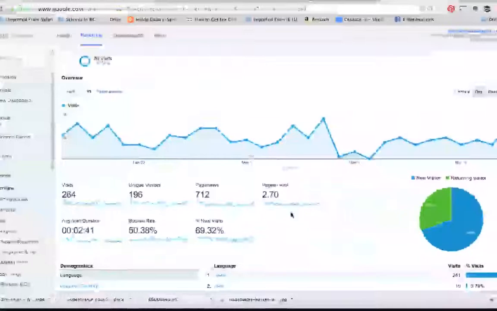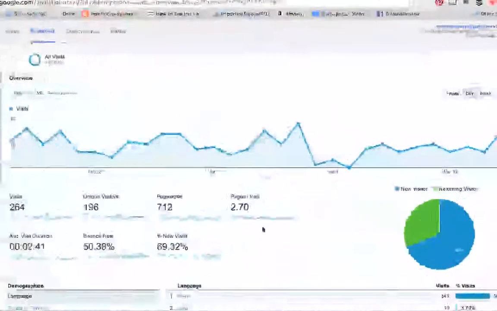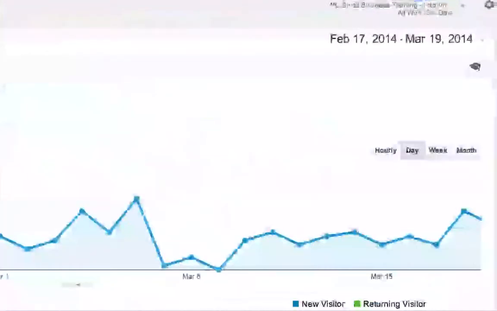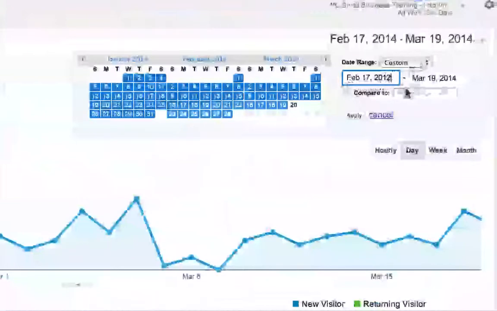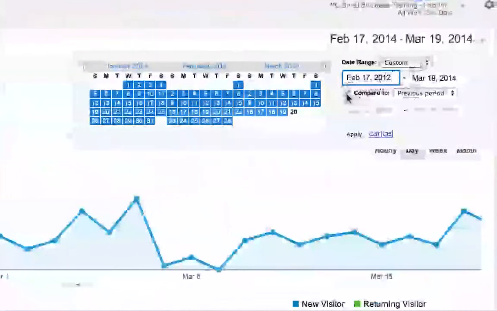You've got this graph up here. If you go up top here, in the upper right-hand corner is where you can set the date range you want to look at. And then you've got the compare to either previous period, it'll default, or to the same time next year. Excellent. So you can then compare 2 years together and see how you're doing.